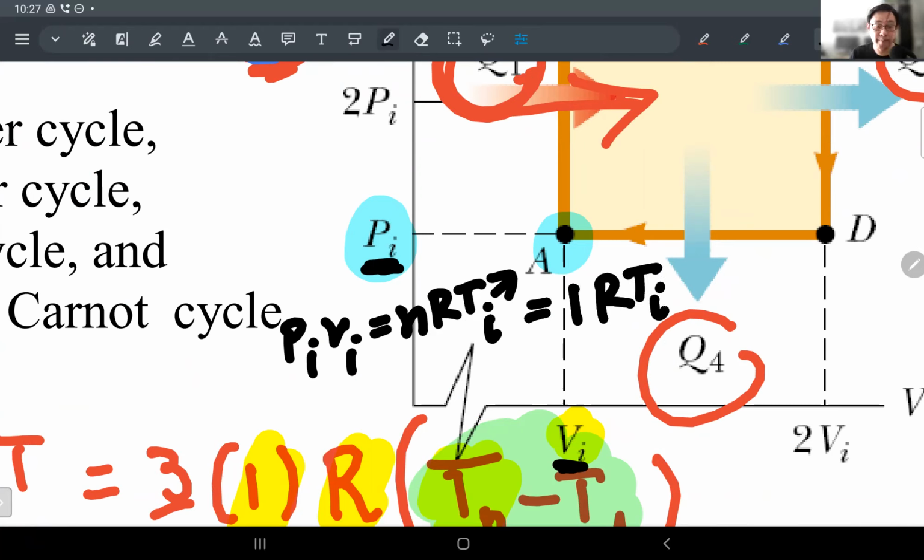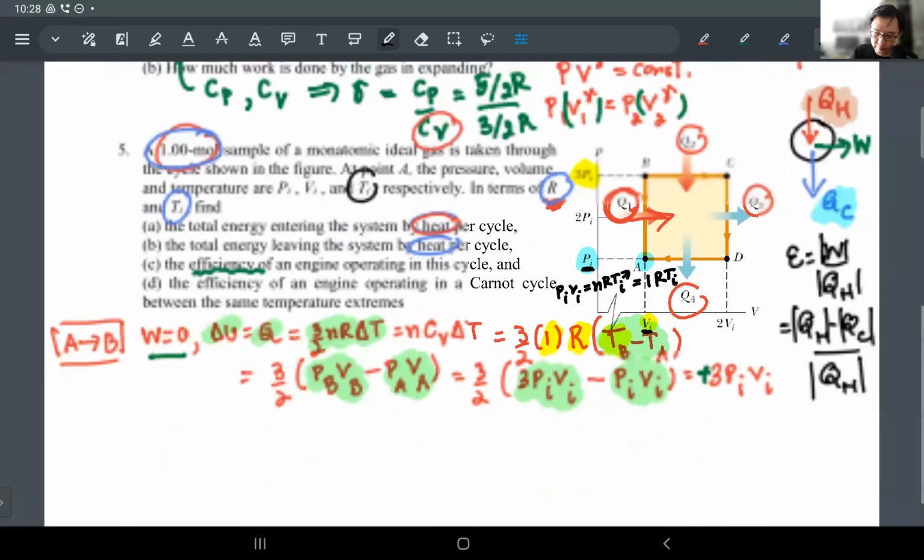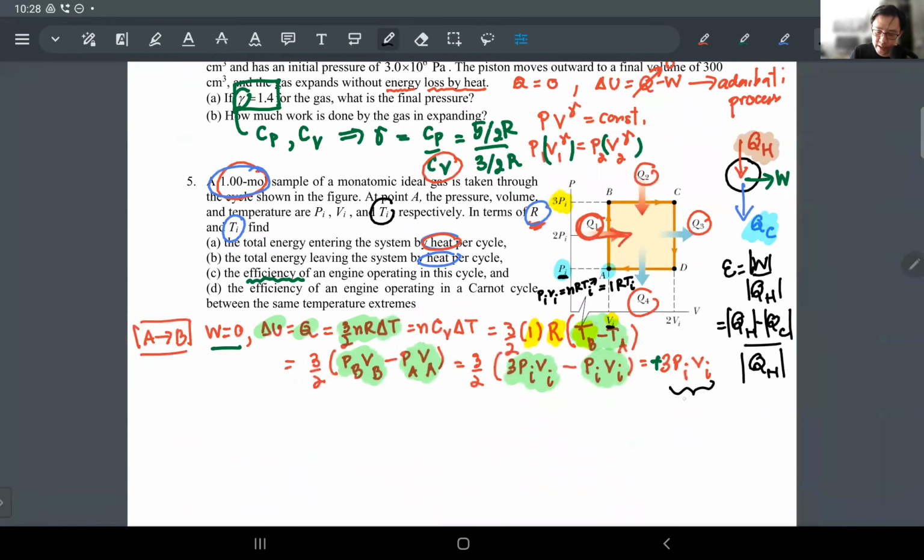Got that one? So you now know how to convert P_i V_i into T sub i. P_i V_i is just going to be R T sub i. So you can always write everything in terms of R and T sub i. Is that all right? I hope.